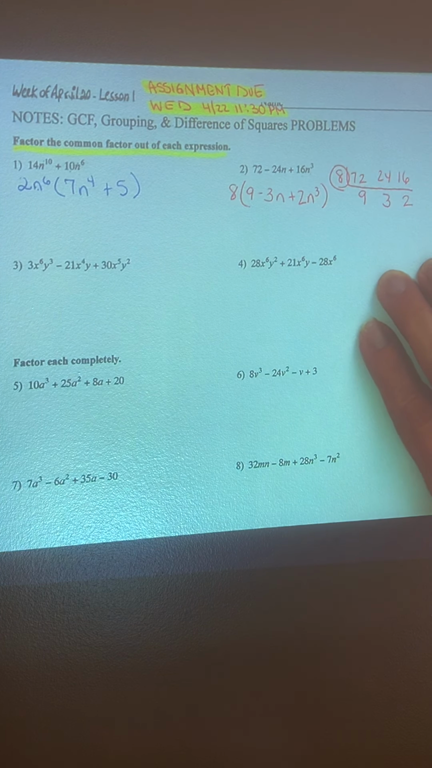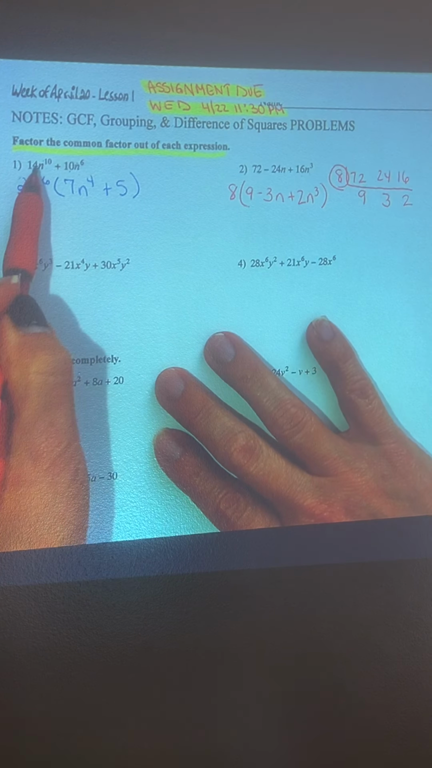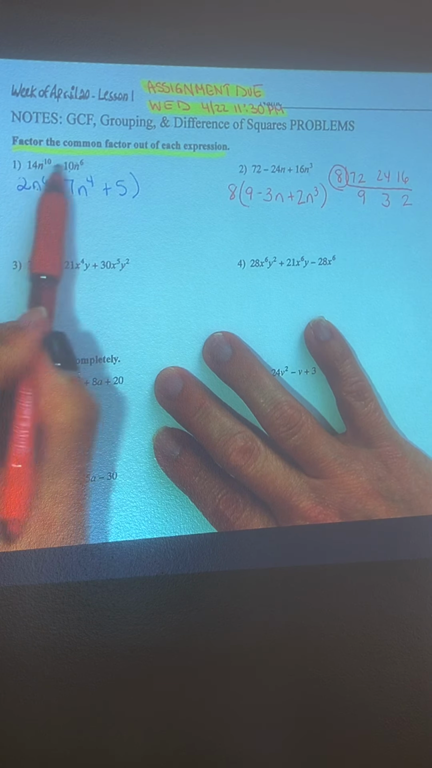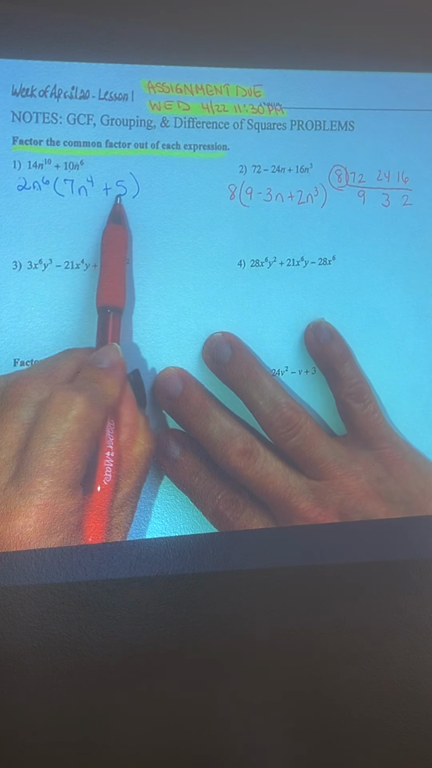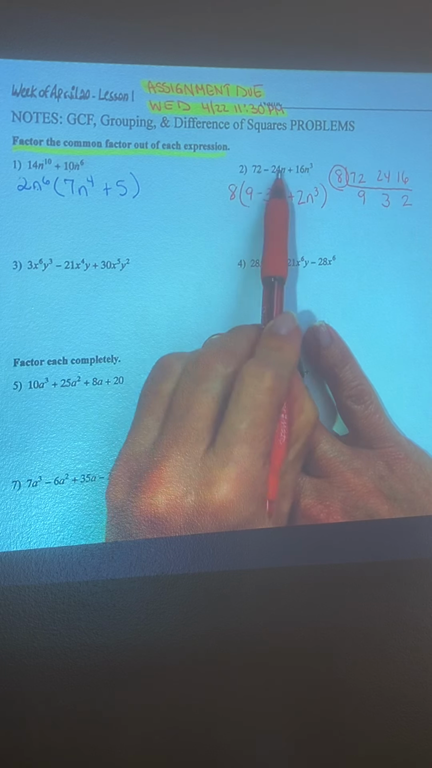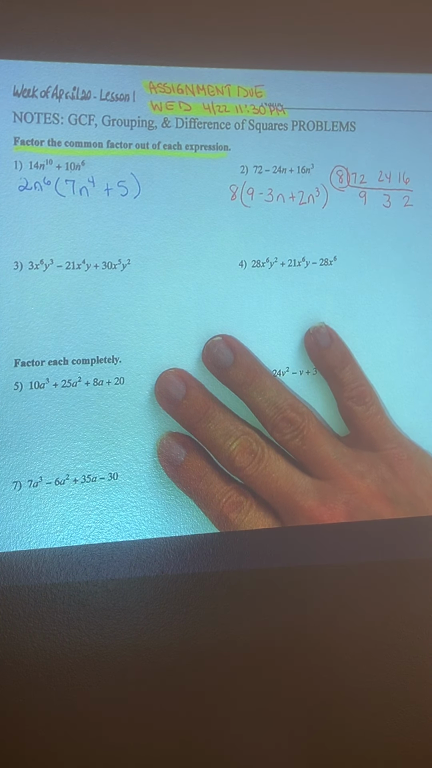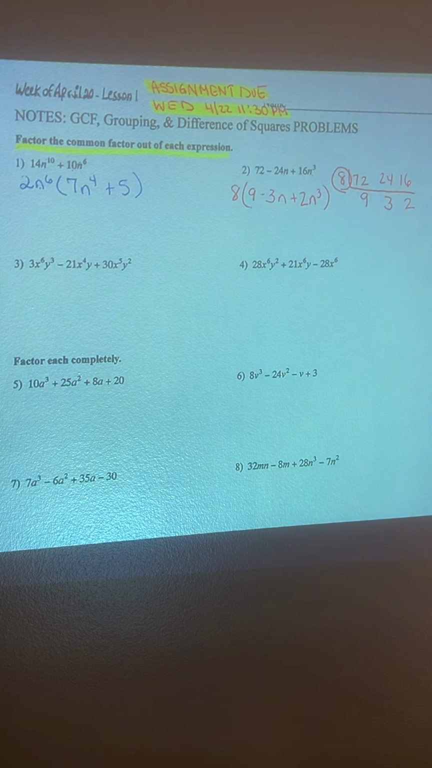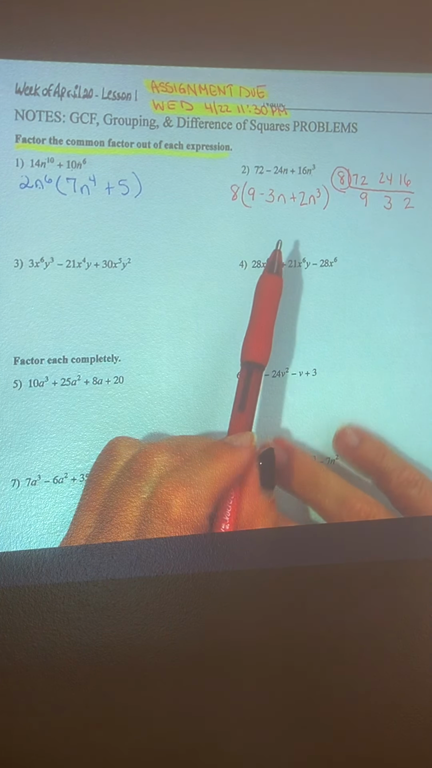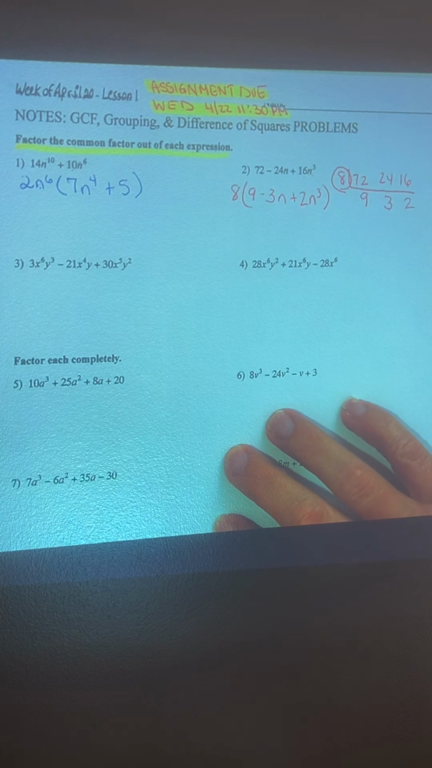Now, I've done the first 2 problems. If you notice in problem number 1, we have 2 terms, and we have 2 terms in the parentheses. Problem number 2, we have 3 terms, and we have 3 terms in the parentheses. Make sure you have the same amount of terms in the problem and in the parentheses. Problem 3.